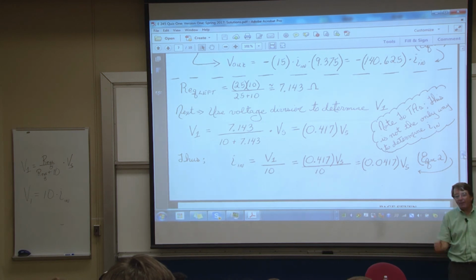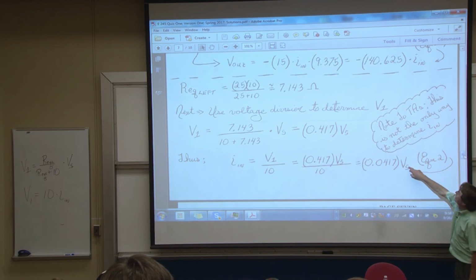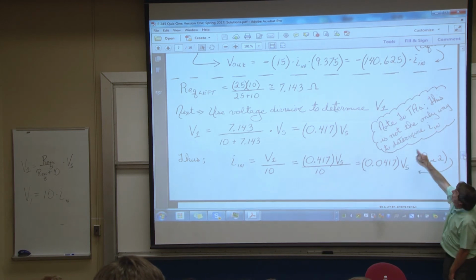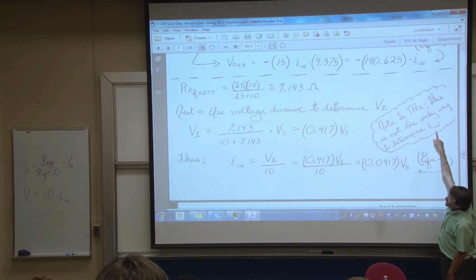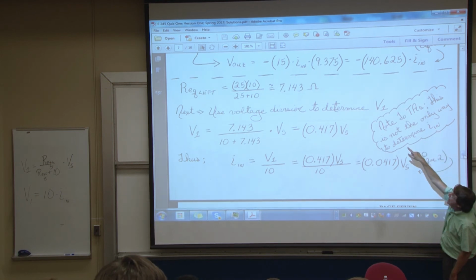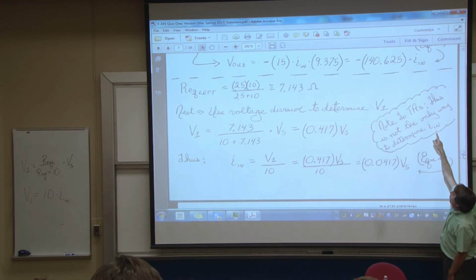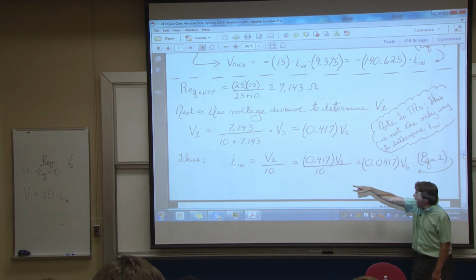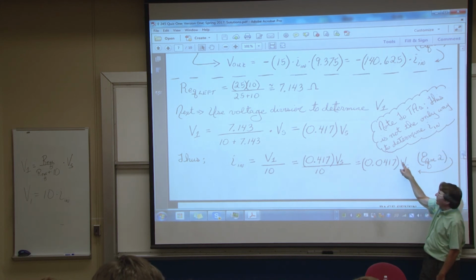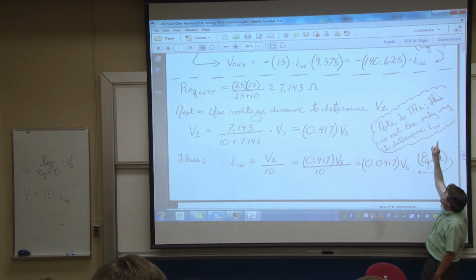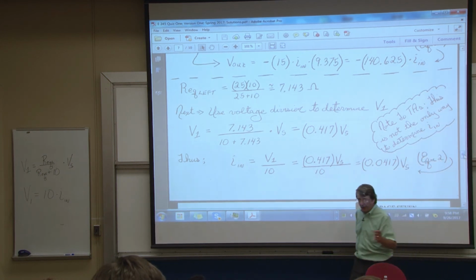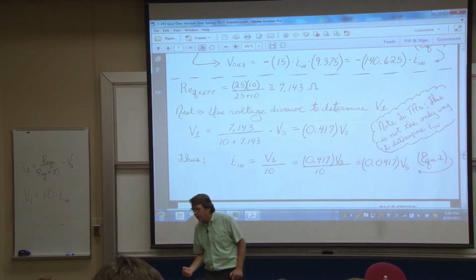We're just about there. What I'm now going to do is take this equation and plug it in for I in at the very top. You see that? V out equals minus 140 times I in, but I in is 0.0417 times VS. Take this, put it up there, problem done. I'll show you on the next page. How are we doing?